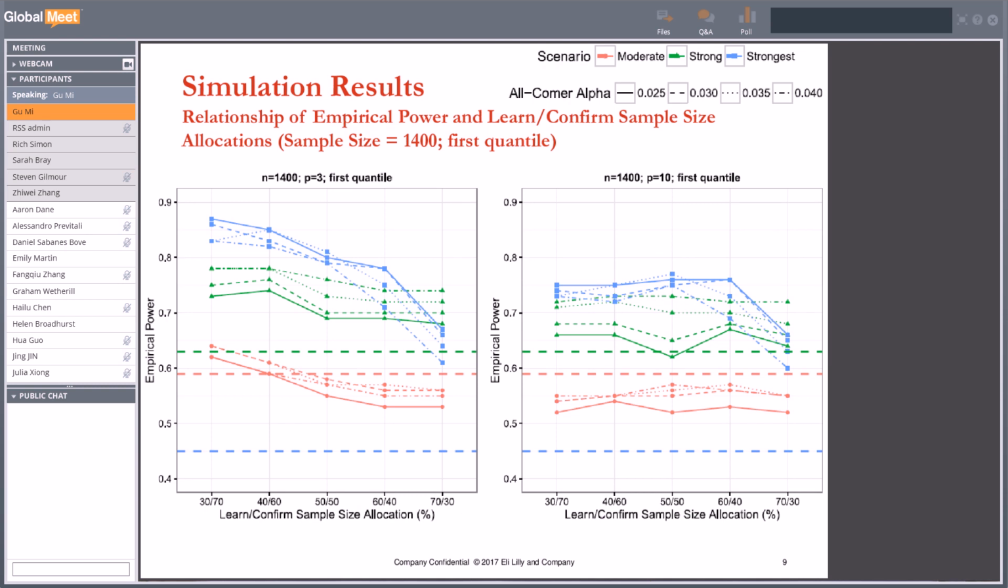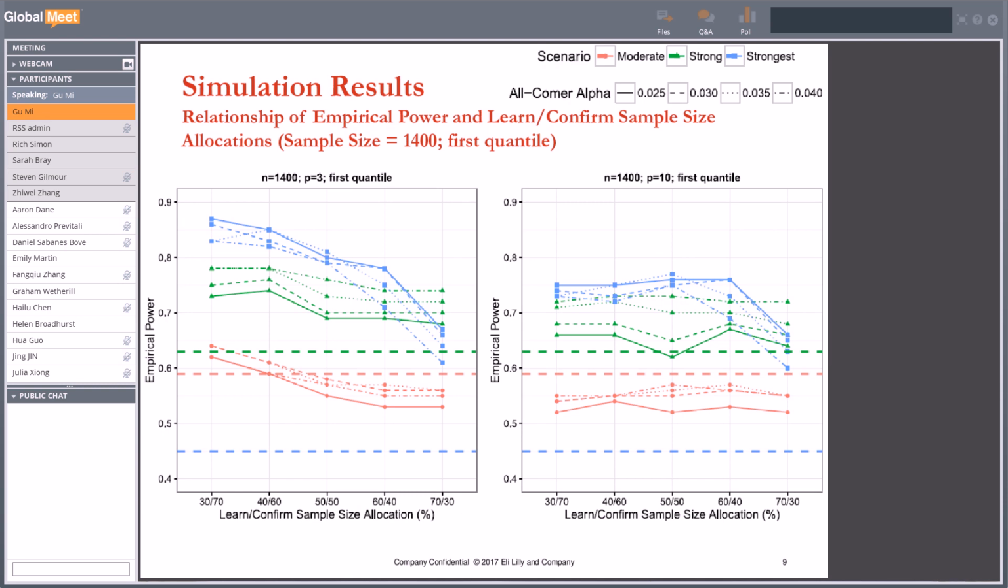So when the biomarker is approximately correctly selected, as we see in these 2 slides, we see a general decreasing trend of the empirical power as the allocation changes from 30/70% to 70/30%, indicating that more patients should be allocated to the confirm set. This trend is also consistent across different alpha splits and the number of biomarkers.